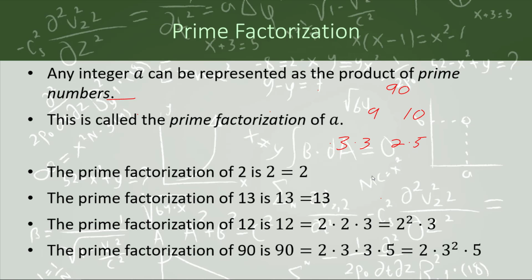So when we sort them into order, which is not necessary, we'll have 2 times 3 times 3 times 5, which is what we have below. So that is the prime factorization. That is how we can compute the prime factorization for a variety of numbers.